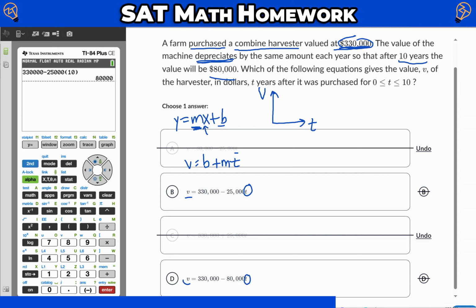Now, when we're talking about ordered pairs, the initial value of something means, okay, at time 0, in other words, this value here, the value of that combine harvester was 330,000. I think I might have forgotten a 0 there. And then it's saying after 10 years, which ends up being this value, the value of that combine harvester will be 80,000. So now we have two ordered pairs. So keep those ordered pairs in mind. Let's say we would have written them somewhere.